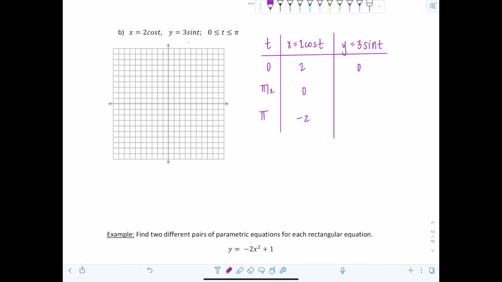3 times sine of pi over 2, 3. 3 times sine of pi, 0. So here are our ordered pairs: 2, 0, 0, 3, -2, 0. Okay. Is that enough? Well, it's enough for me, but maybe you need a little bit more to see what sort of shape is getting traced out, because right now all you have are a few points.